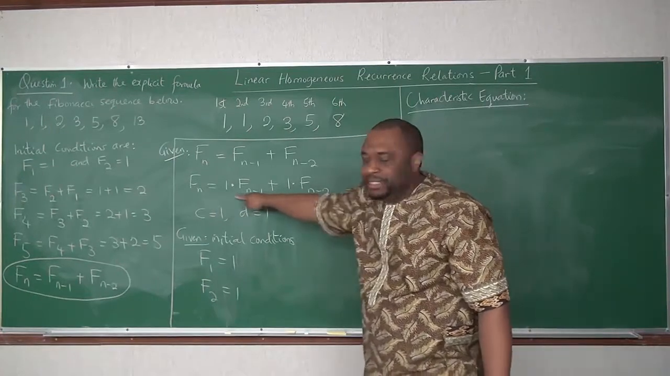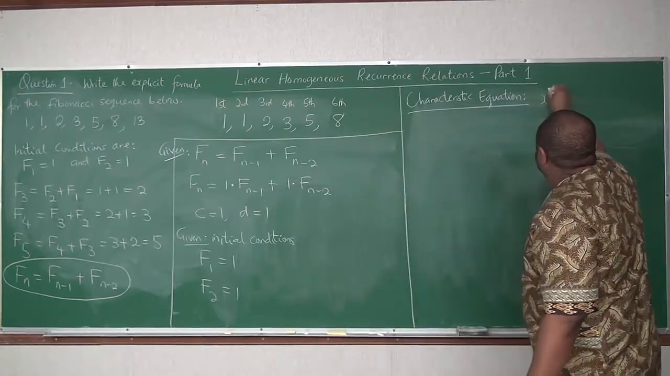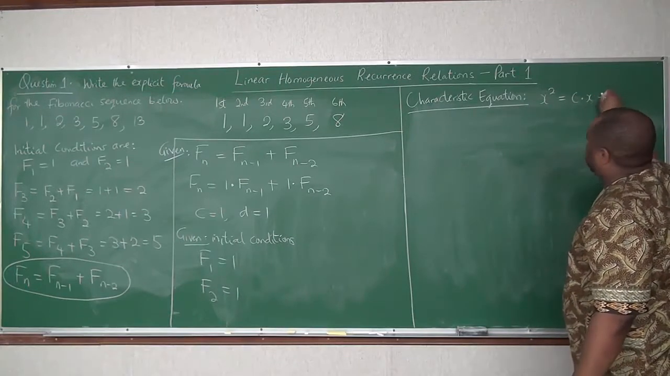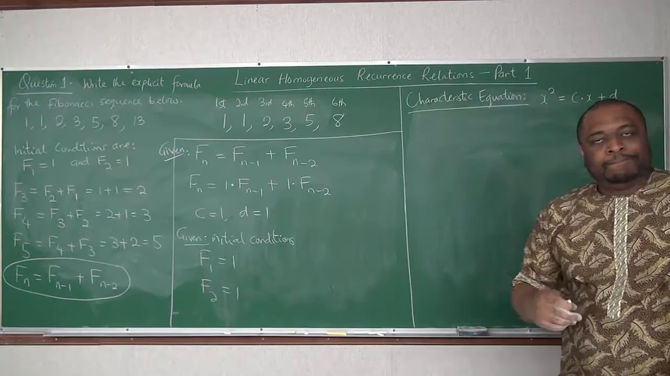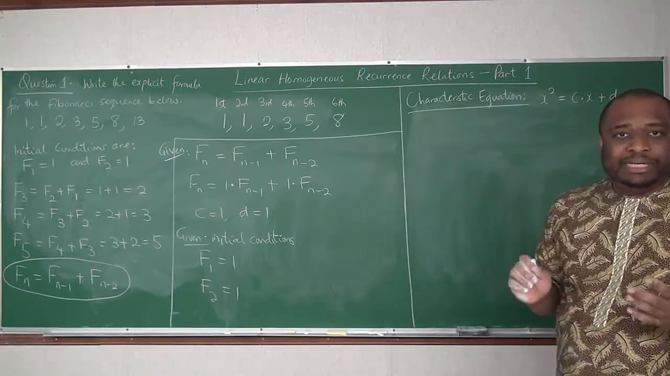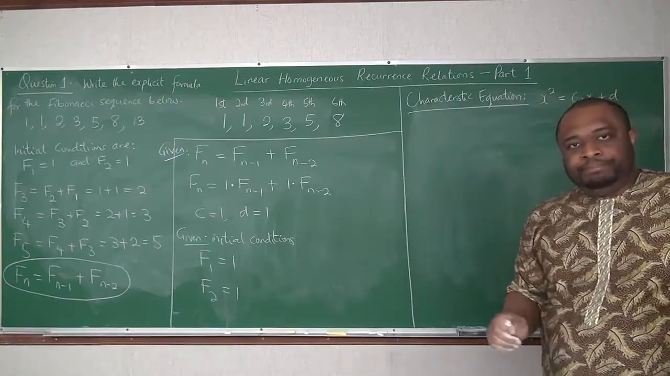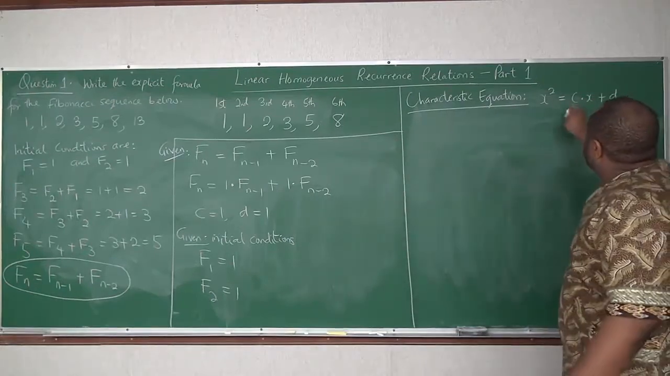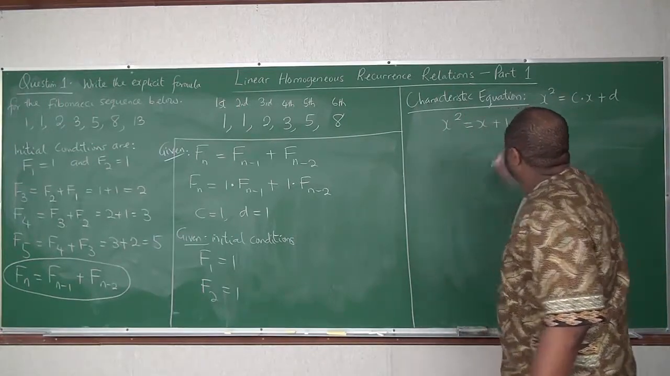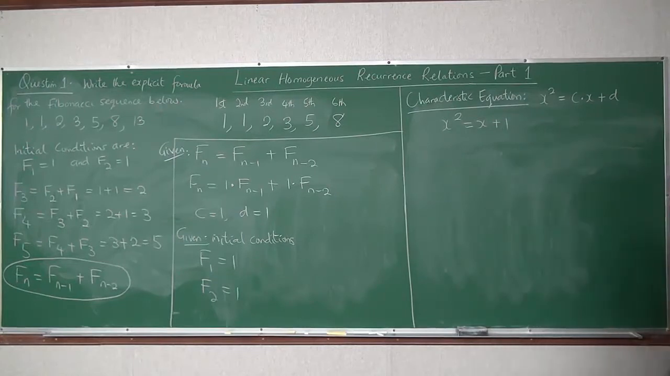From this sequence, we see that x squared is equal to c times x plus d. Our c is 1 and our d is 1. Remember, when we compared it, those were the constants. So from here, x squared is equal to x plus 1. Now, let's solve for the roots of this equation.